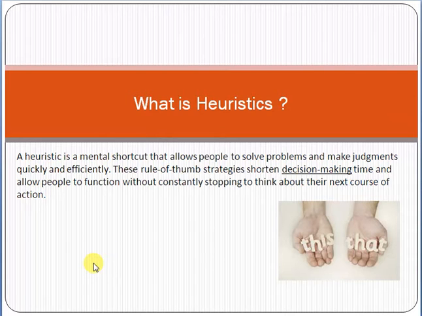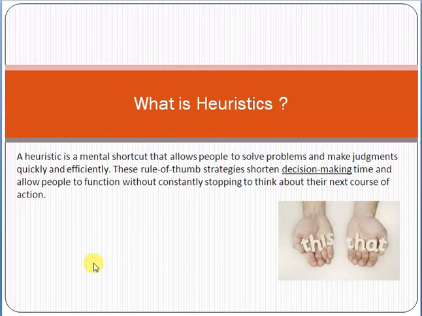So let's start. What is heuristics? Friend, heuristics is a mental shortcut that allows people to solve problems and make judgments quickly and efficiently. Normally, it is called the rule of thumb as well.